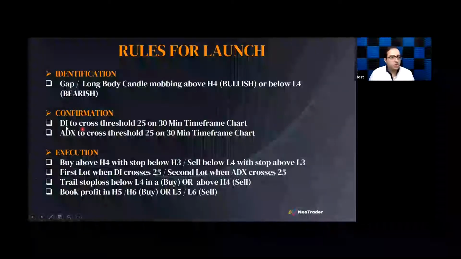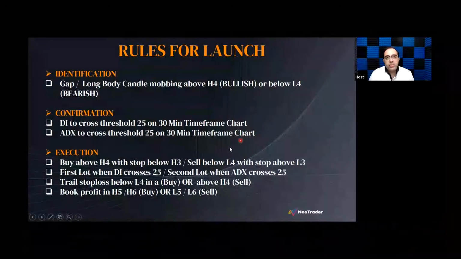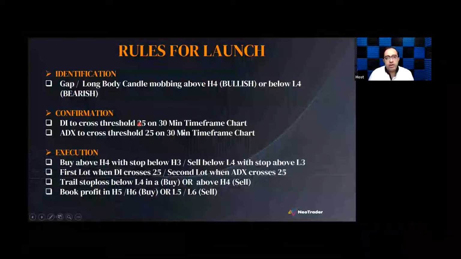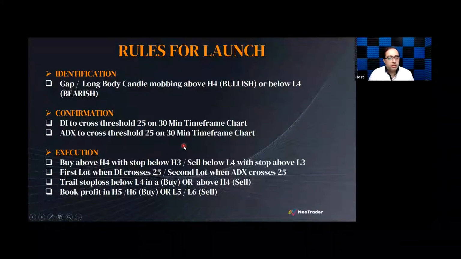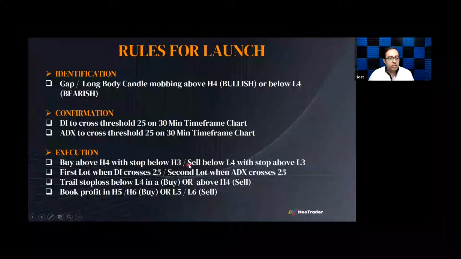In this, you will wait for the DI to cross 25, your ADX to cross 25 on a 30-minute chart. Then you will buy above H4 with a stop below H3. You will buy above H4 with a stop below H3, sell below L4 with a stop above L3.